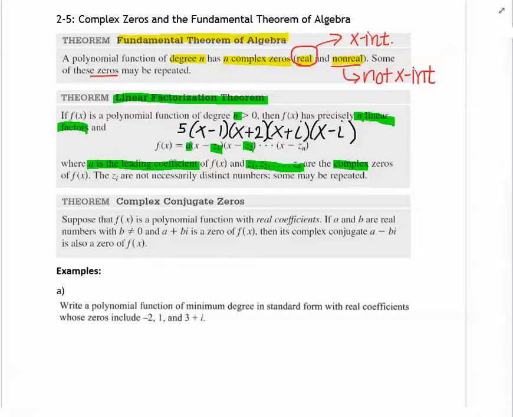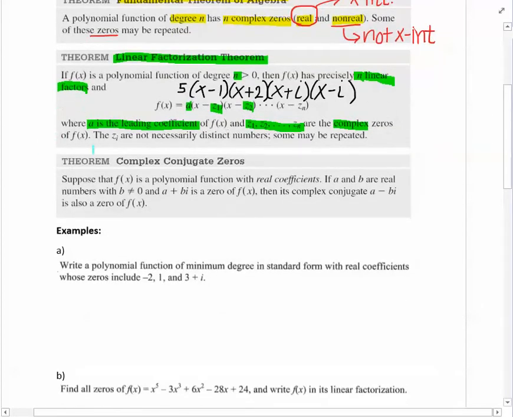Speaking of imaginary zeros, that leads us to our next theorem, which is called the complex conjugate zeros theorem. It says, suppose f of x is a polynomial function with real coefficients. That's an important part of this. The coefficients have to be real for this to work. If a and b are real numbers, with b not being 0, and a plus bi is a zero of the function, then its complex conjugate, a minus bi, is also a zero.